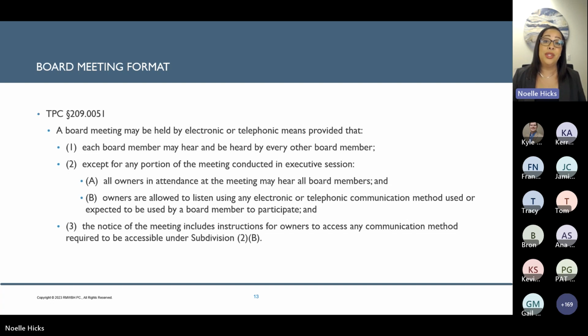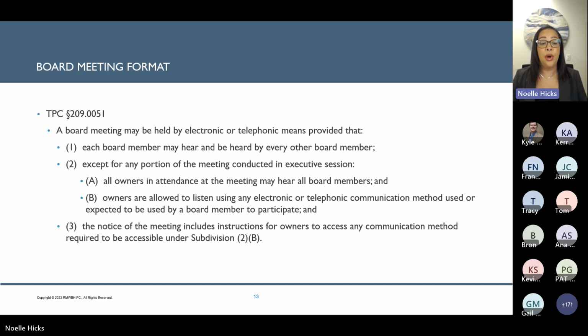So if we're talking about using a phone, or Zoom, Teams, whatever platform is chosen, then board members and owners alike have to be able to hear everything that's going on, and everyone should be able to use all of the same equipment that everyone else can use, right?